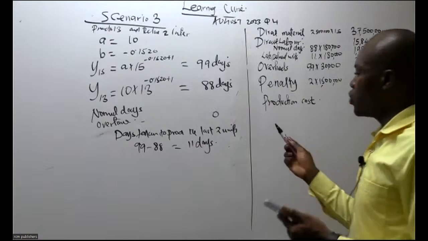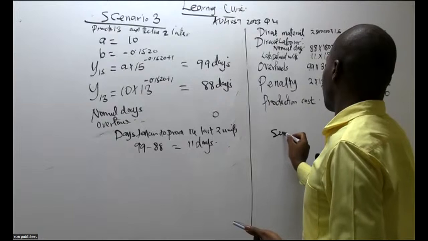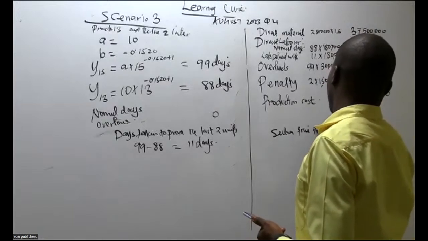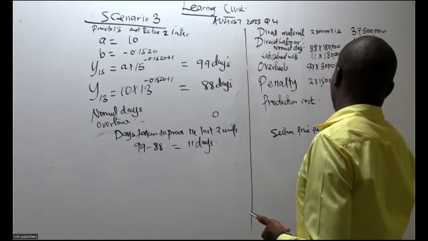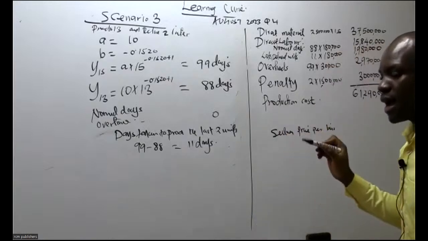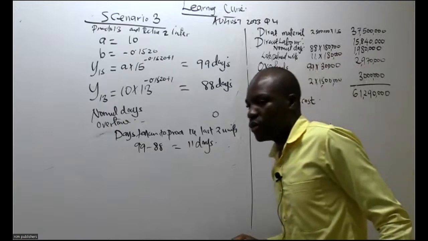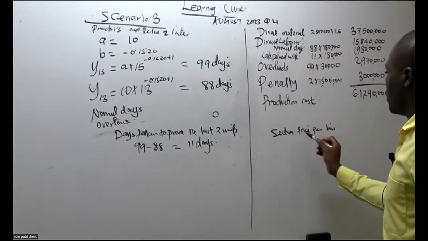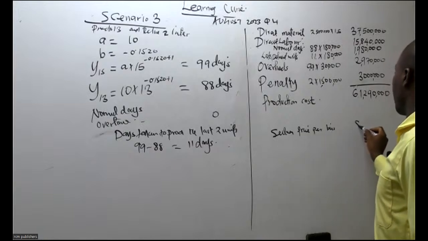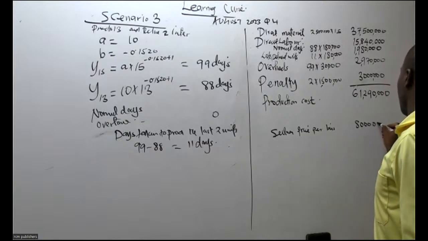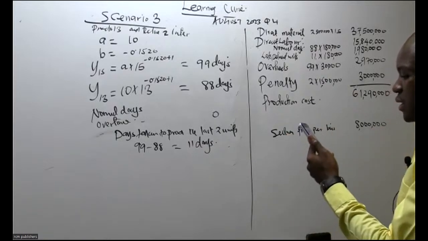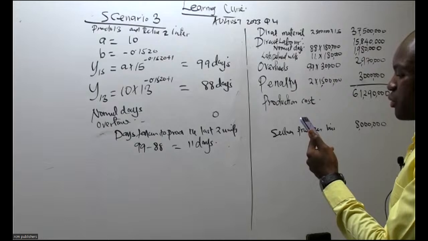They are intending to sell, so selling price per bus, they are intending to sell one bus at, where are we supposed to use the profit margin? Sasa tumefika hapo. The selling price per bus is 8 million. That is the selling price. And we are told the target profit margin.